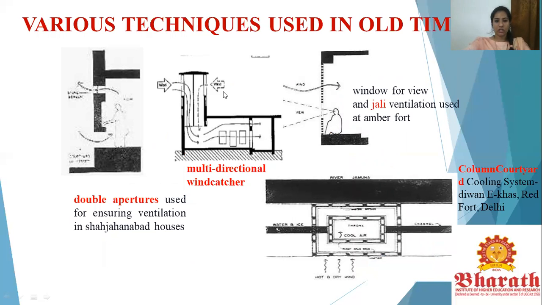It catches the winds when the houses are very closely packed and the movement of air is in the upper levels. These wind catchers catch the air and divert it into the lower part of the house, and then this wind moves throughout the house. You can also see windows for the view. Windows or apertures which are used for views can also end up being used for ventilation. As you can see, it's an example in Amber Fort.